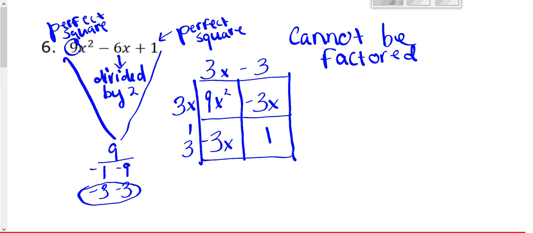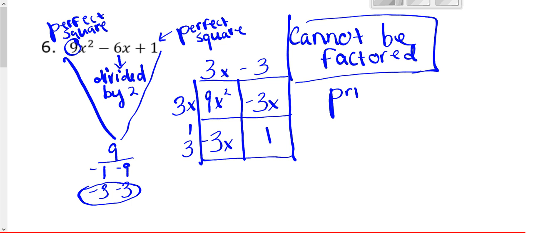So even though I found two numbers that can multiply to give me positive 9 and add to give me negative 6, it's not possible for those two numbers to multiply to give me this positive 1 here. So that's a problem. That's not going to work this time. I can see that those factors are not working to create that trinomial. So this one cannot be factored, or we might say it's prime.